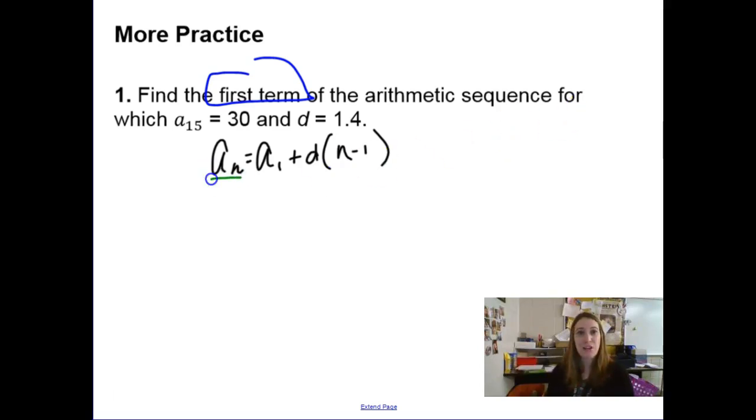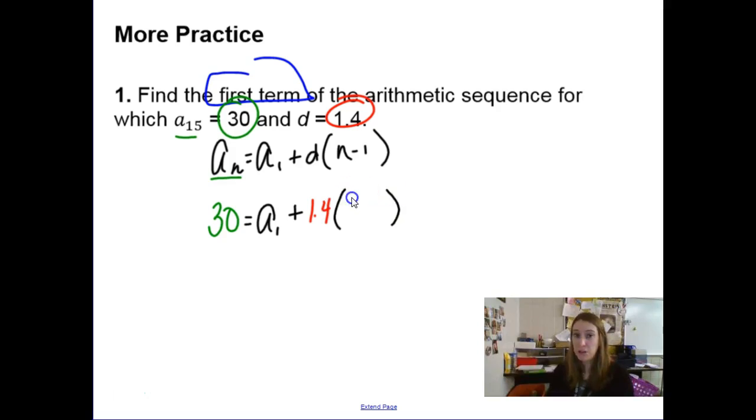So a sub n, the nth term that they're referring to, is the 15th term. So they actually told me what that value was. It is 30. So the 15th term is 30. I do not know the first term, but I have been told that the common difference is 1.4. And then because 30 is the 15th term, the n that they're referring to is 15. So in the formula, it's 15 minus 1.